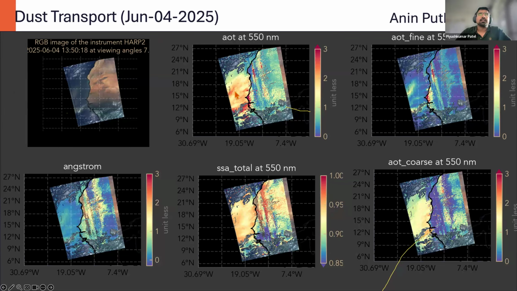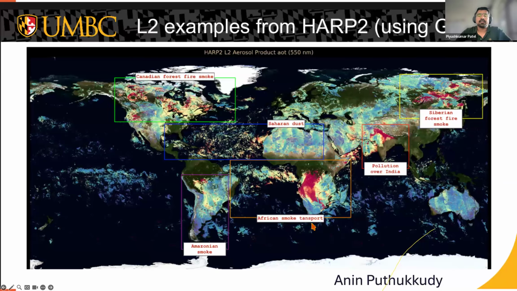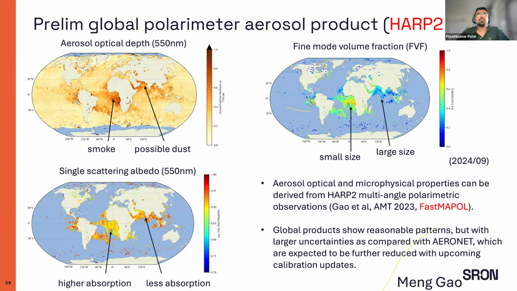Yes, that is also the same for the dust. So for dust, it's the other way around. We have a very low fine mode AOD, but a very high coarse AOD. And this is the overall AOD retrieval from the HARP2.